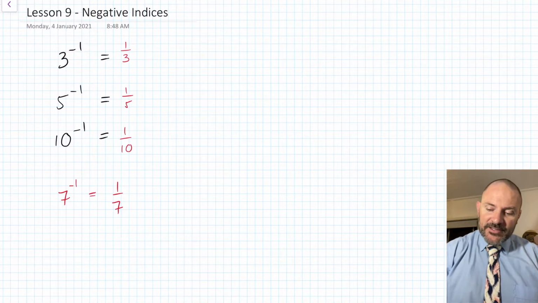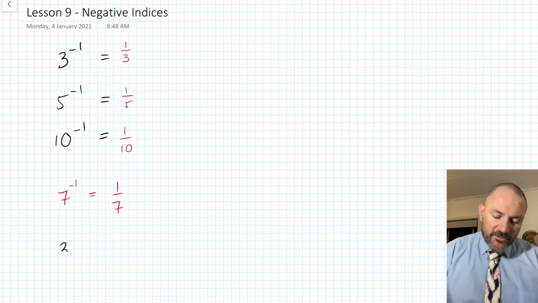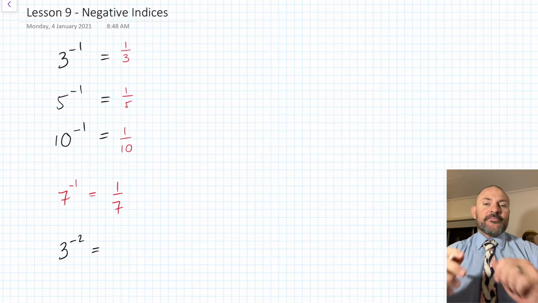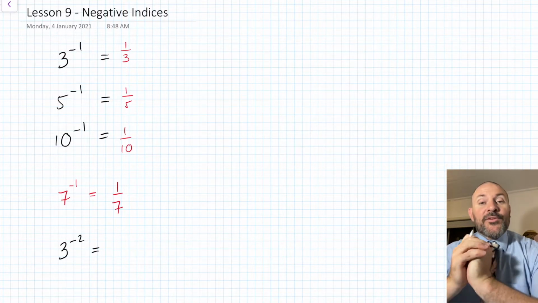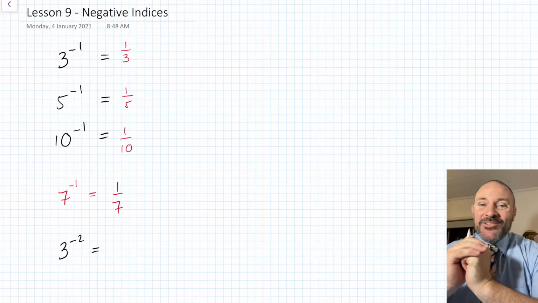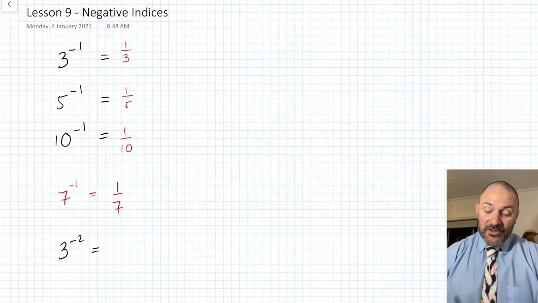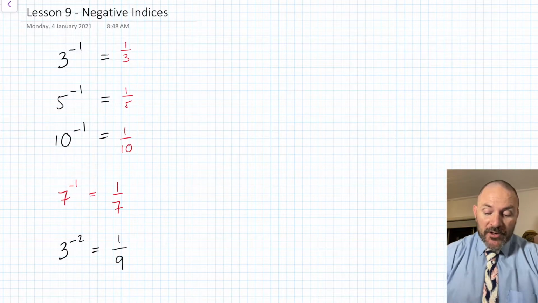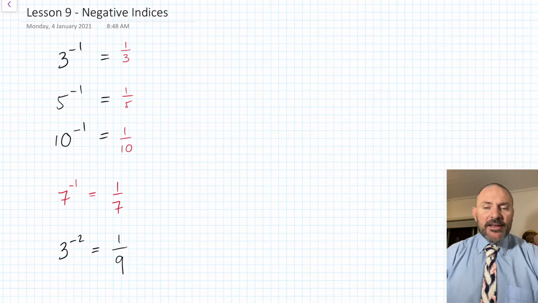What if I did this? What if I said 3 to the power of negative 2? I reckon a lot of you will say 2 over 3, and that's not right. If you do it on the calculator, you'll get 1 over 9. And now you start thinking, okay, this looks weird. How do you get 1 over 9?